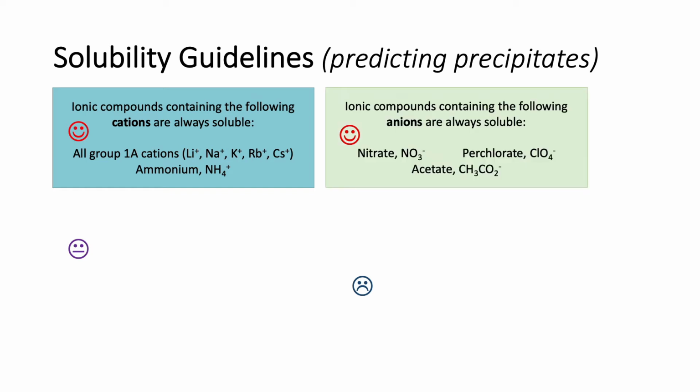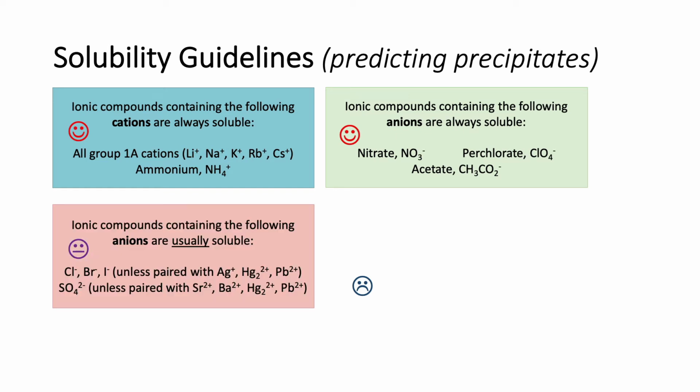Now let's talk about our anions. And we basically have 3 extremely soluble anions: nitrate, perchlorate, and acetate. Now, perchlorates are a little problematic to work with, so when you want something that's soluble, it's almost always something nitrate or something acetate. Just FYI.